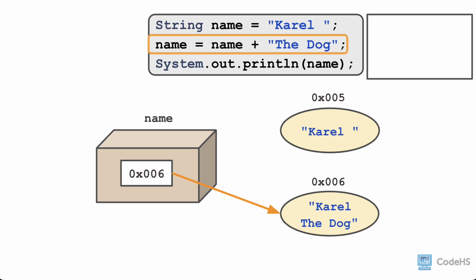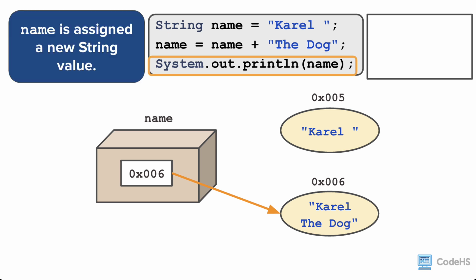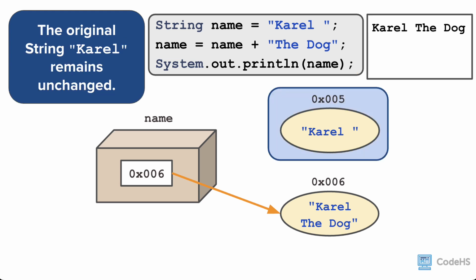There are two important things that happened here. First, the variable name is assigned a new string value, so when it is printed to the console, you get Carol the dog. And the second important note here is that the original string Carol remains unchanged because of string immutability. Even though name no longer points to it, it remains at memory location 0x005.